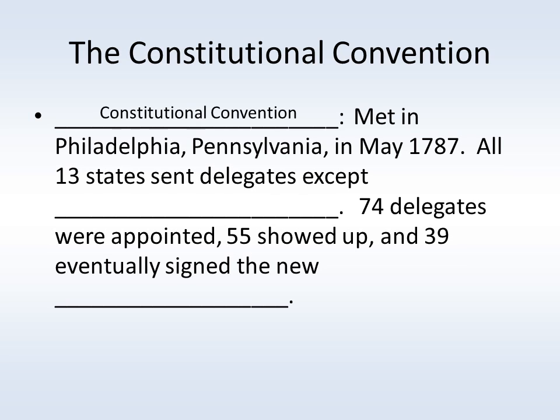The Constitutional Convention met in Philadelphia, Pennsylvania in May of 1787. All 13 states sent delegates to this convention except Rhode Island. 74 delegates were appointed, 55 of them actually showed up, and of those 55, 39 eventually signed the new Constitution.